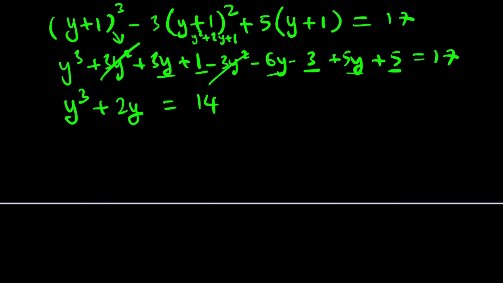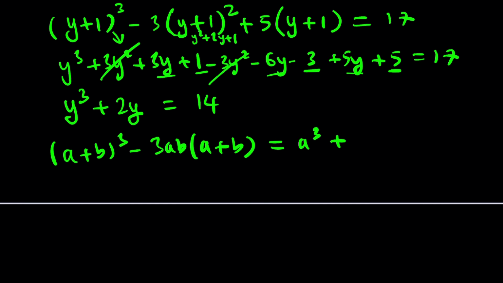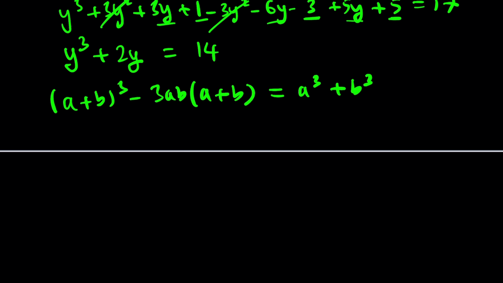Now, this equation is called a depressed cubic equation because we got rid of the y squared. It's really nice because now we have this identity: (a plus b) cubed minus 3ab(a plus b) equals a cubed plus b cubed. You probably know this, right? Hopefully you're familiar with this formula, because if you go ahead and factor an a plus b here, you get this formula for the sum of two cubes, so on and so forth. A lot of good things come out of this.